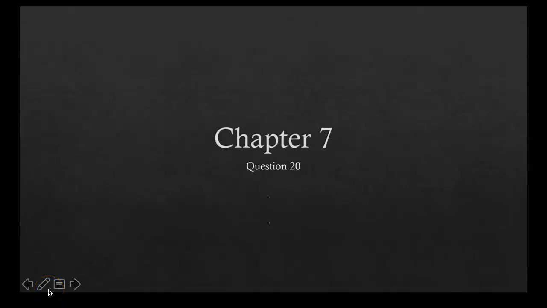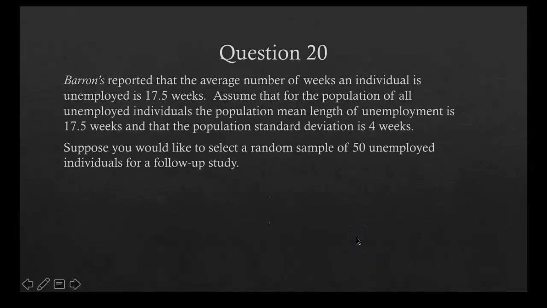Let's go over question number 20 from chapter 7. It says, Barron's reported that the average number of weeks an individual is unemployed is 17.5 weeks. Assume that for the population of all unemployed individuals, the population mean length of unemployment is 17.5 weeks, and that the population standard deviation is 4 weeks. Suppose you would like to select a random sample of 50 unemployed individuals for a follow-up study.